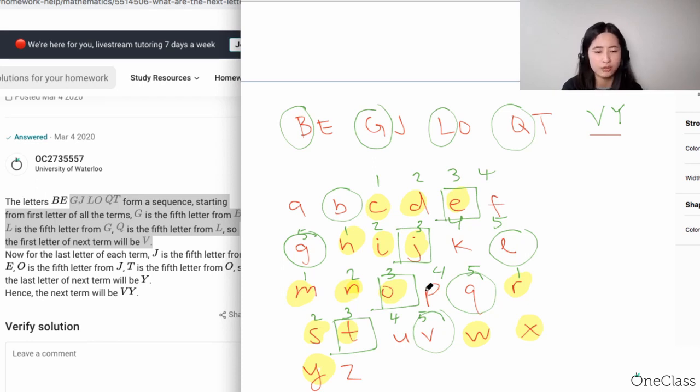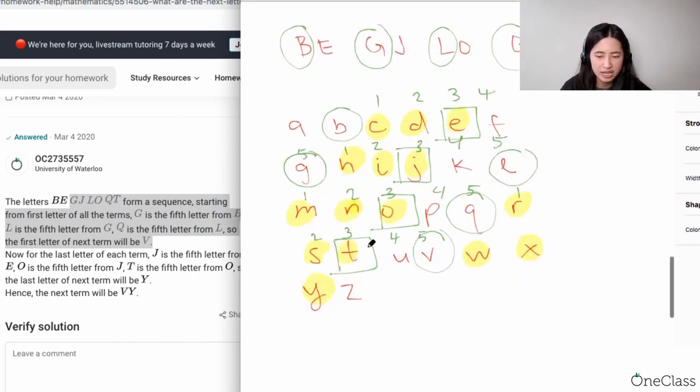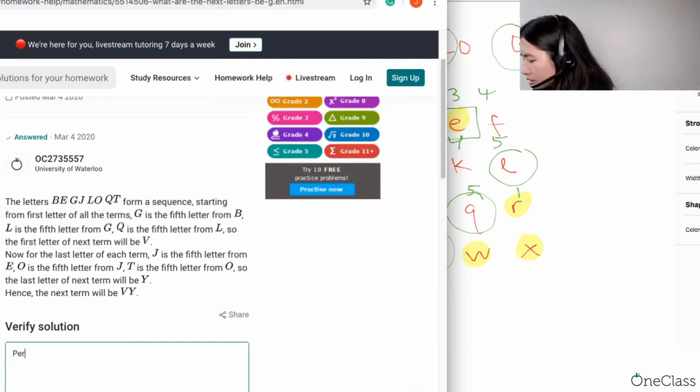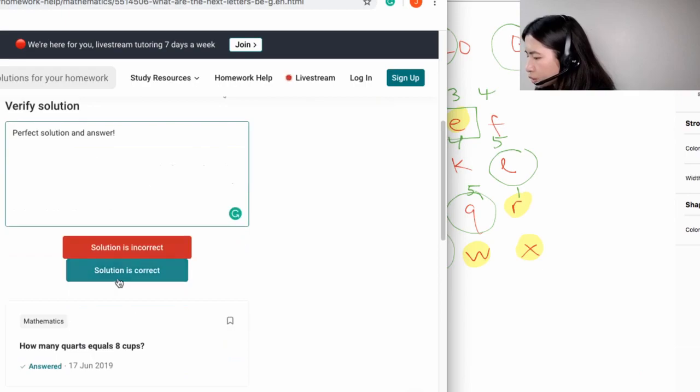So there's a lot of ways to get to your final answer. After O, you count 5, 1, 2, 3, 4, 5. That's why you get T. And after T, you count 5 again, 1, 2, 3, 4, 5. That's why you know it's Y. So this is another way to look at it. Solution is correct.